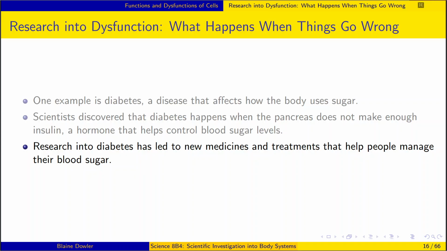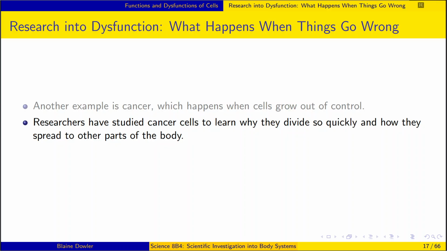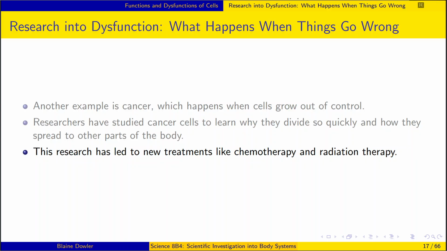Research into diabetes has led to new medicines and treatments that help people manage their blood sugar. Another example is cancer, which happens when cells grow out of control. Researchers have studied cancer cells to learn why they divide so quickly and how they spread to other parts of the body. This research has led to new treatments like chemotherapy and radiation therapy.